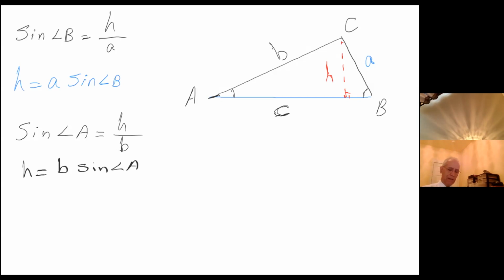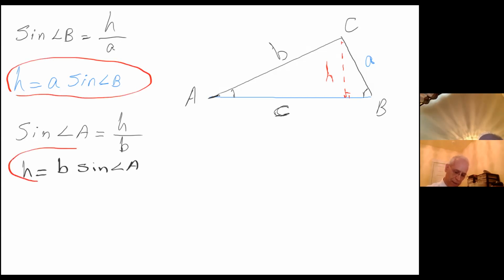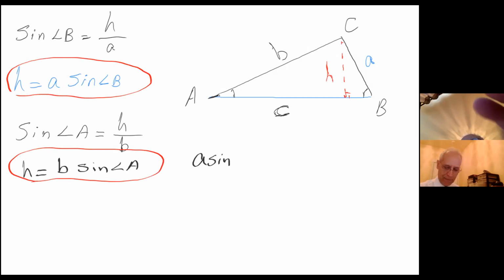Now, notice that here I have h equals this and h equals this. And we are talking about the same h, the same height. So a sine of angle B must equal b sine of angle A. So I'm going to rewrite this as a sine of angle B equals b sine of angle A.